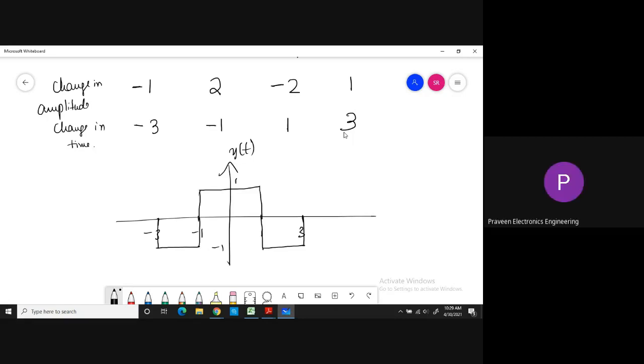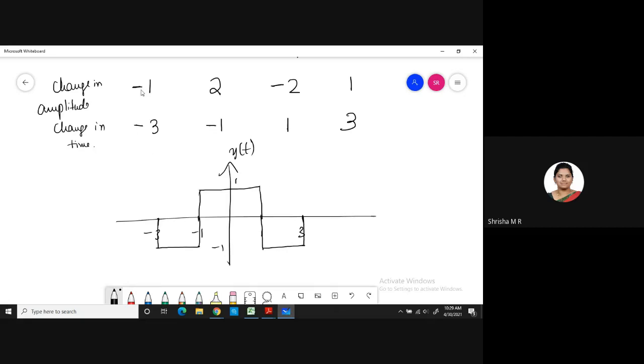Ma'am, can you repeat it? Actually we have to plot. This is only the plotting of that. Ma'am, at 3, it's going to +1, no? Not +1, add one instant at a time. Okay, I'll explain once again, listen properly.